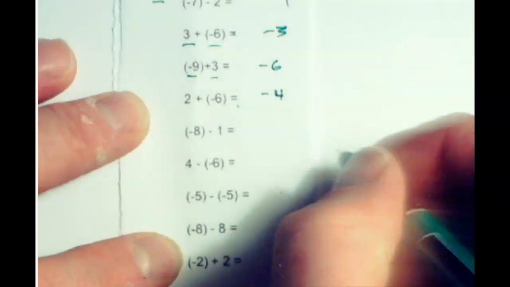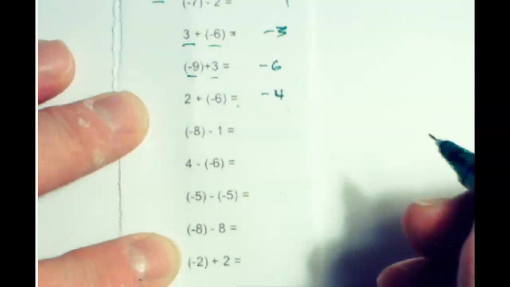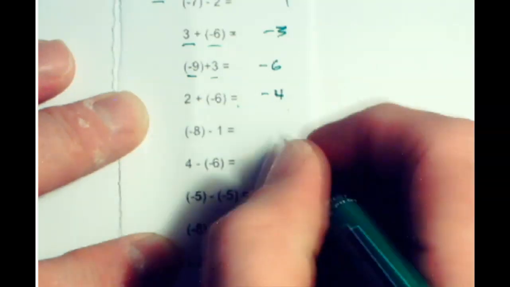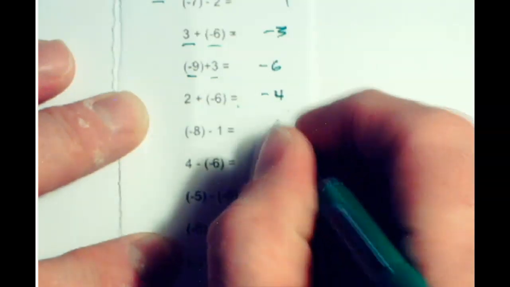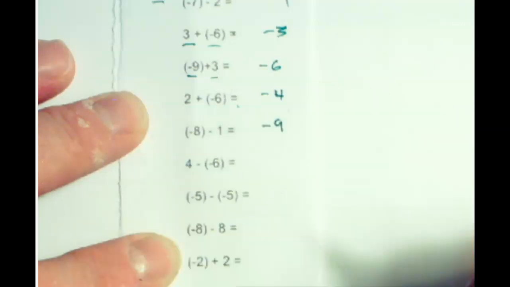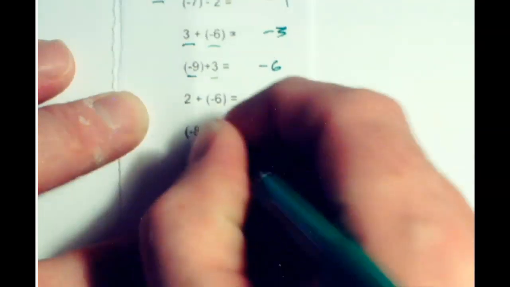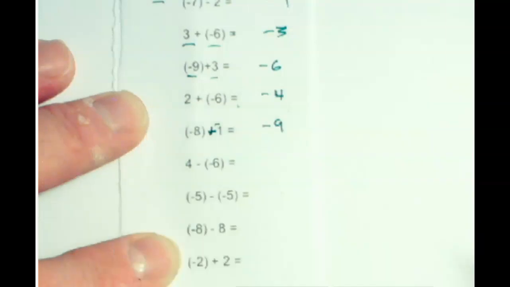Okay, next one, these are the same signs. Add them up. And yes, it's negative 9. Again, remember that this is plus a negative. It makes it easier for me to add them up. Okay, next one.